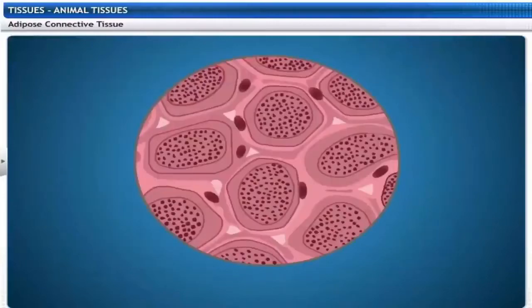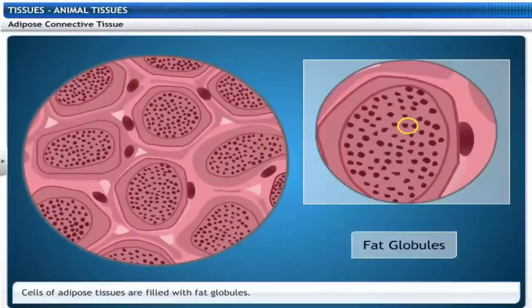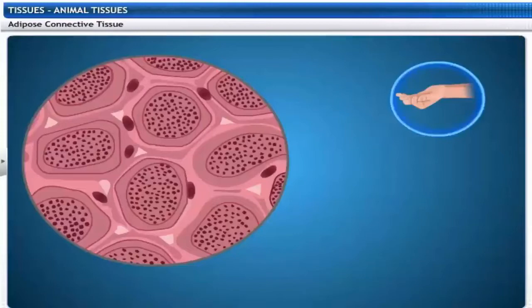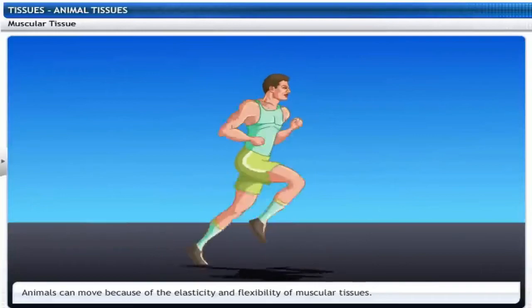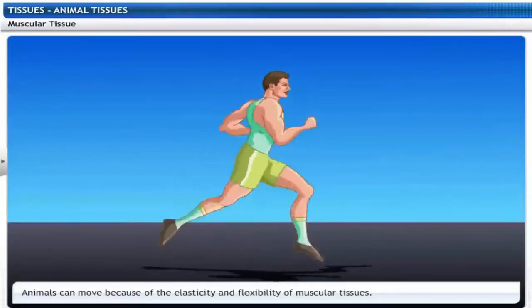Animals can move because of the elasticity and flexibility of muscular tissues. Muscular tissues have elongated cells called muscle fibers, and muscular tissues are of three kinds: striated muscles, unstriated muscles, and cardiac muscles.